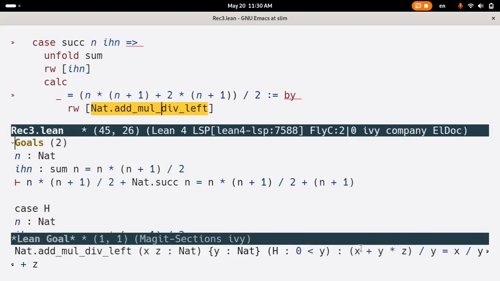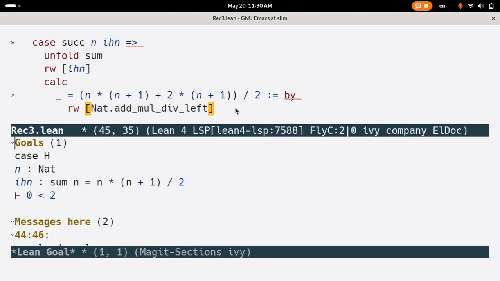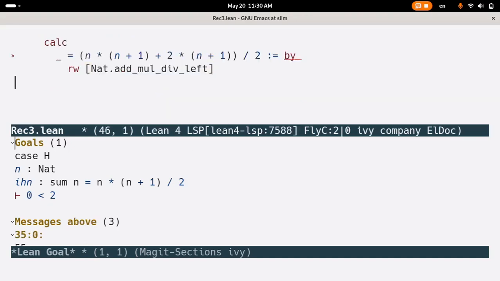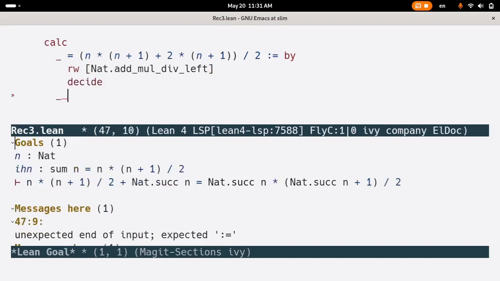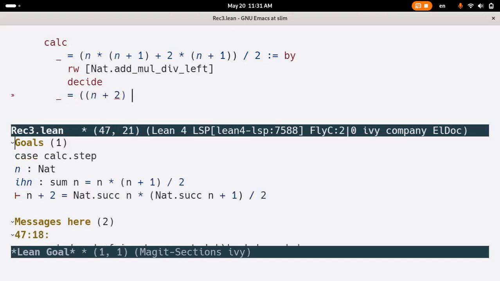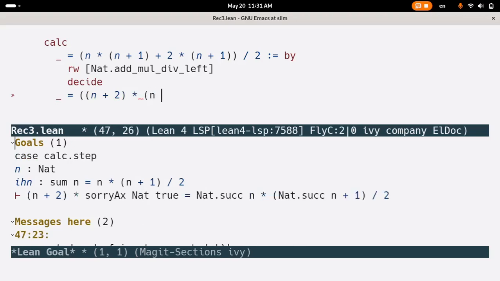Add mul div left is the theorem that if y is greater than 0, then x plus y times z whole divided by y is x divided by y plus z. Observe that after this rewrite, we just have to prove that 0 is less than 2. And we can use the decide tactic to make Lean see this. After this, we have to prove that the RHS of the previous step is the same as n plus 2 times n plus 1 whole divided by 2.